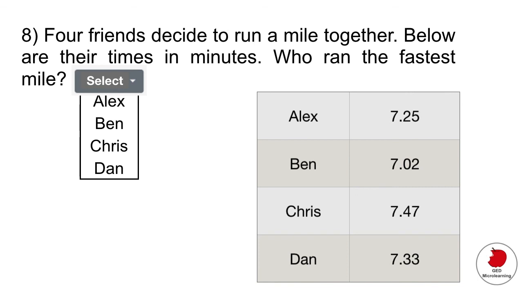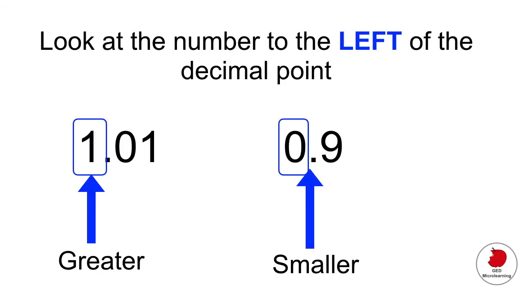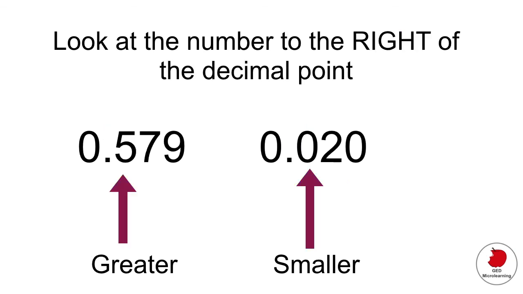Whenever you have numbers that have a decimal, the first thing, if they all have the same number on the left of the decimal point, you look at that first to see which one is greater. In this case, they all ran a 7-minute mile. So the next thing you do is look at what's on the right side of the decimal point, and you look at that number to see which one is greater or smaller. In this case, the greater number is on the left, the smallest is on the right.